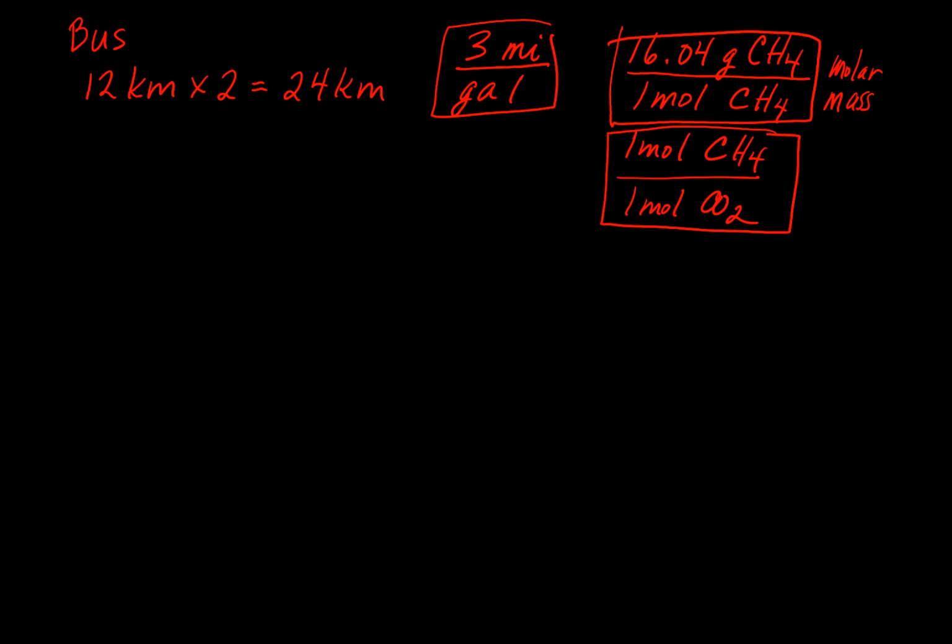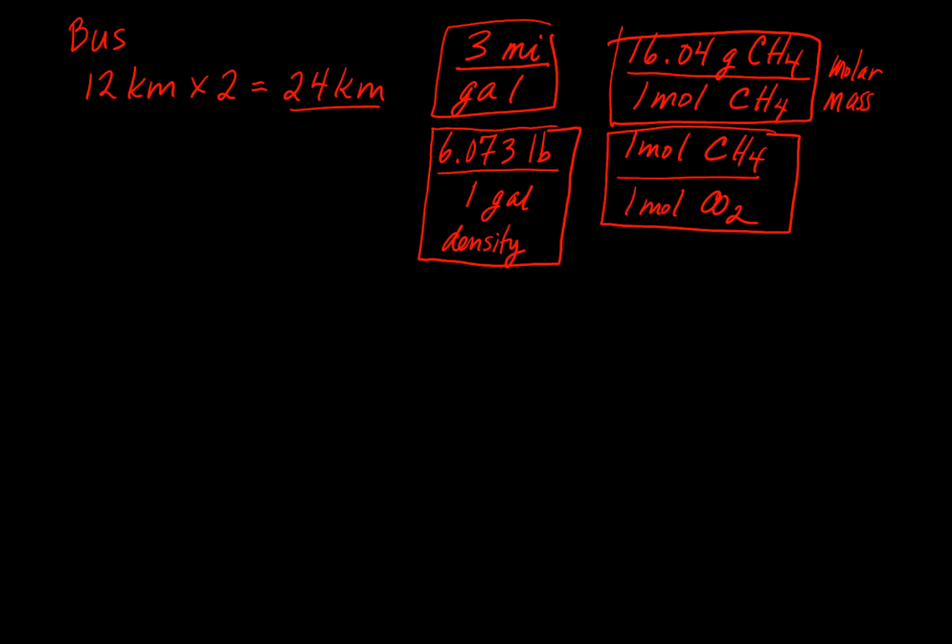Another useful conversion factor is going to be density of natural gas. So the density of natural gas is 6.073 pounds of natural gas per every gallon of natural gas. So this is density. This is another review concept. Whenever you want to convert from a mass to a volume or a volume to a mass, you can use density. And you're going to want to do that in this case because it's like solving a puzzle. You know you're starting with 24 kilometers. So let's start doing some calculations here.